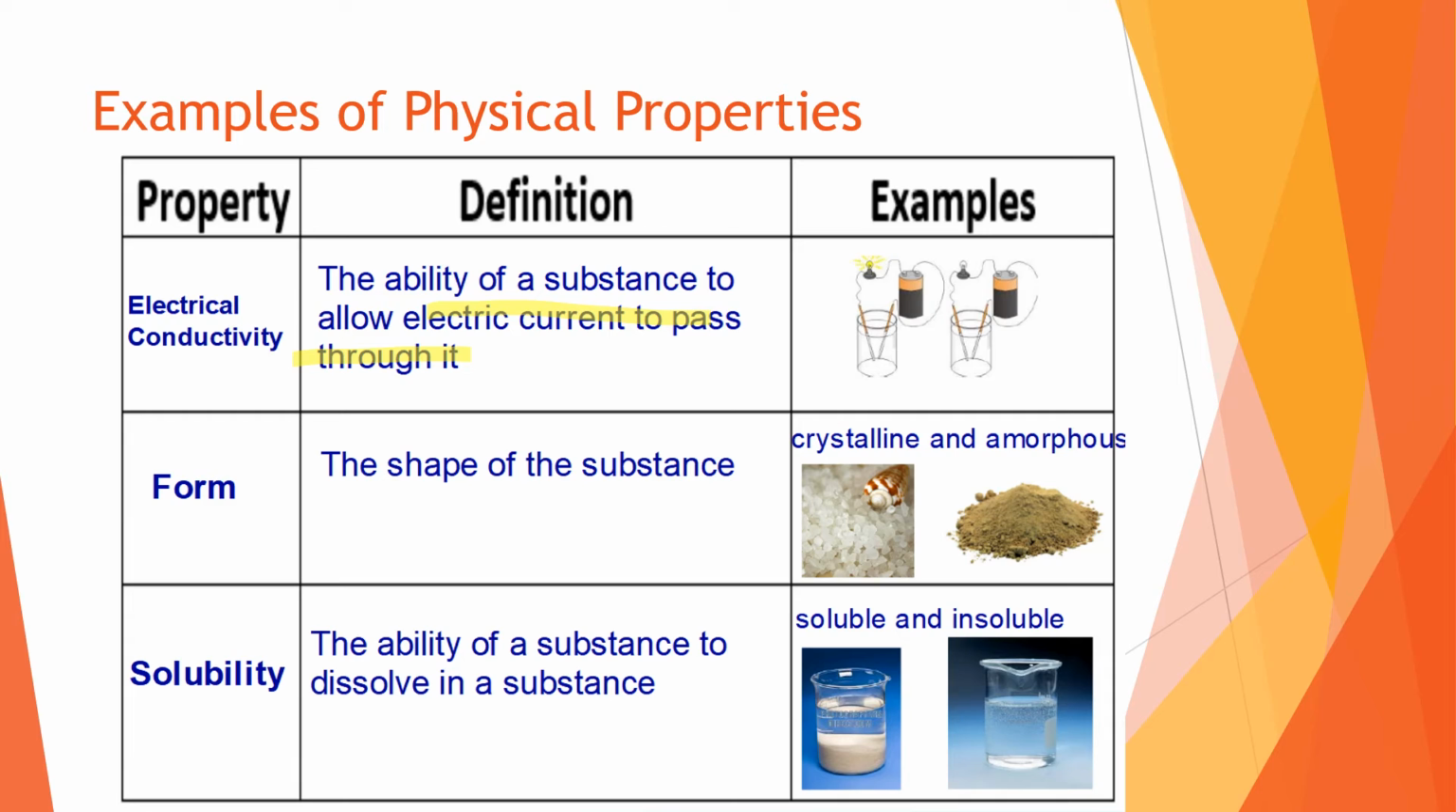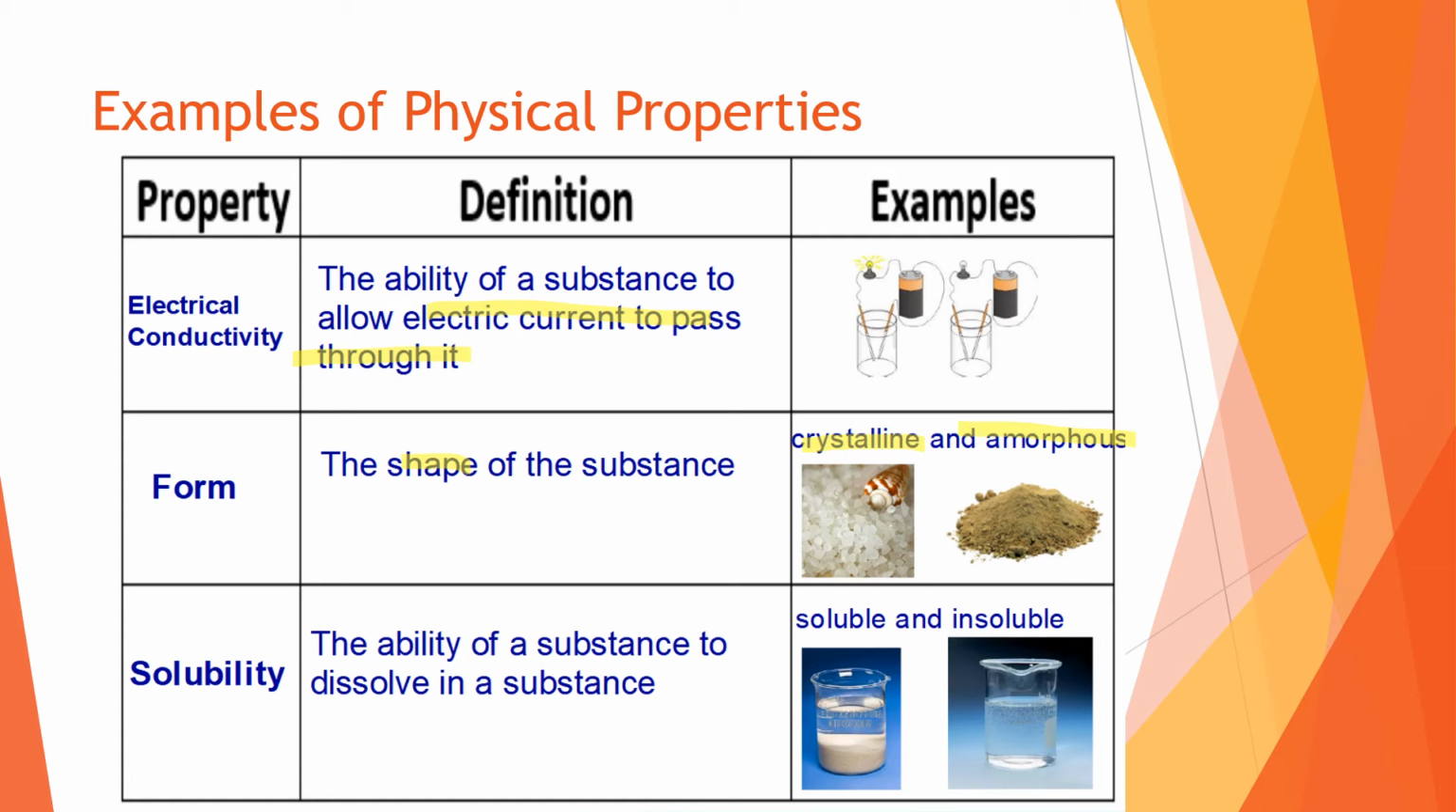Okay, form. This is the shape of the substance. So you'll see over here we have crystalline and amorphous. A good example of something that has a form or shape that is crystalline would be something like salt. Salt crystals, if you were to look under the microscope, have a very specific crystalline shape, whereas if you were to say icing sugar or flour, these are more of a powder. Substances that are more of a fine powder are considered amorphous.